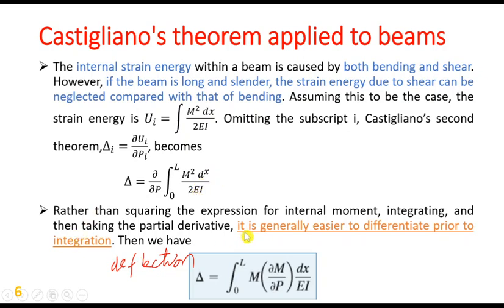Rather than squaring the expression for internal moment, integrating and then taking the partial derivative, it is generally easier to differentiate prior to integration. So first you take the derivative, then take the integral, it is easier, and that is it. So we will apply this formula for deflection. Deflection delta is equal to the integral from 0 to L of M times partial M over partial P, dx over EI.